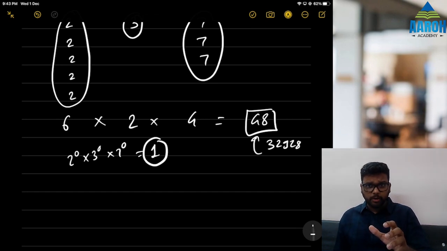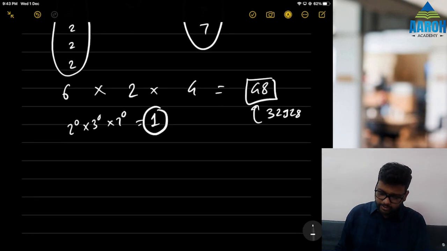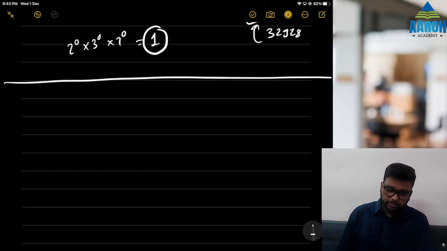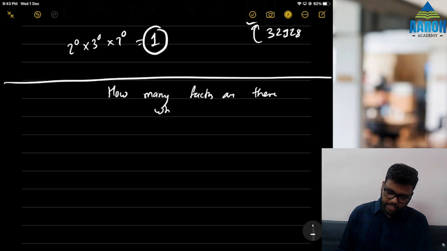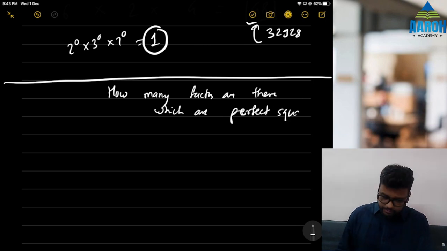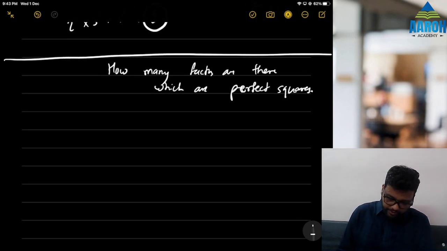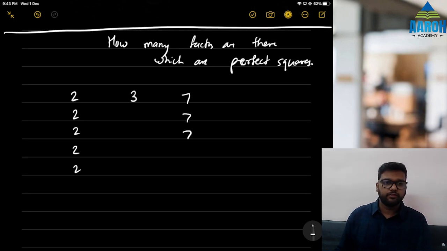Now before we stop, there is one more variation of this question. Okay. Sometimes they ask, how many factors are there which are perfect squares? Perfect squares. Now perfect square means what? Understand, we have 5 times 2, we have 1 times 3 and we have 3 times 7.